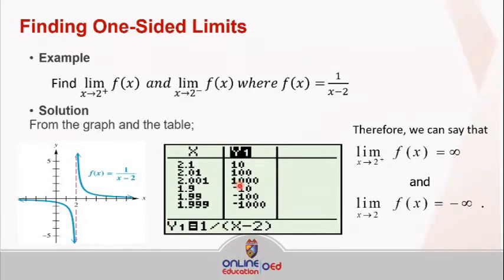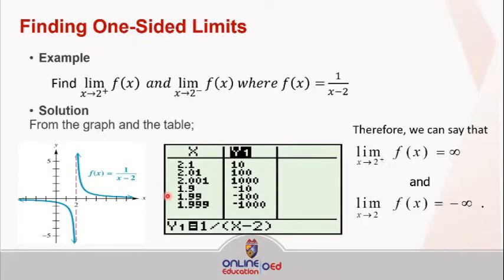Kung mapapansin nyo, dun sa mga values natin ng paggamit ng 2.1, 2.01, 2.001, habang lumalapit siya dun sa value ng 2 is mas tumataas yung value ng y, or lahat siya is going positive ng y. While for this one, let's say ang kukunin naman natin is yung left hand. So left hand, so less than ng 2. Let's say ang value natin is we have the 1.9.